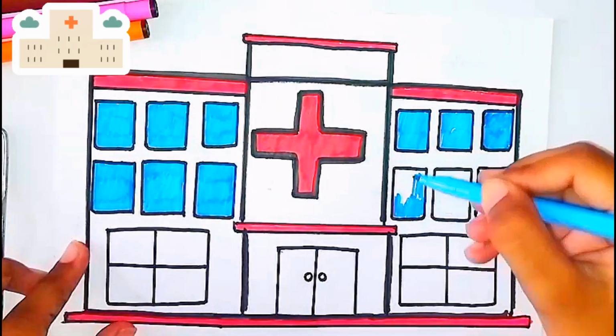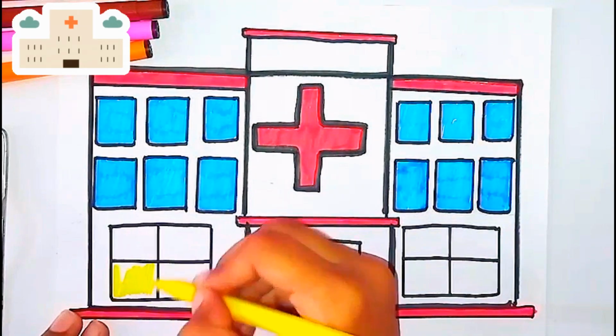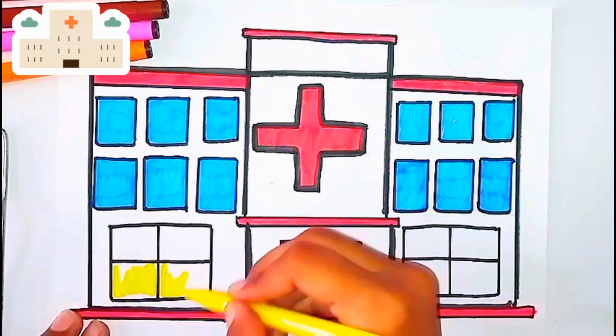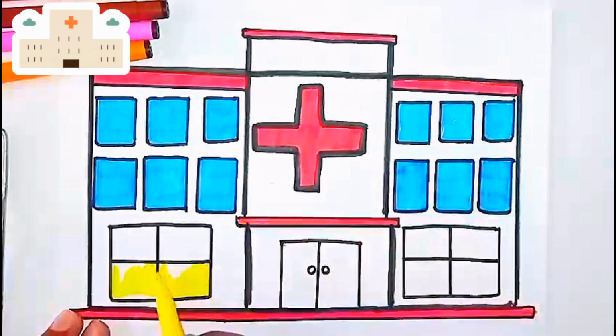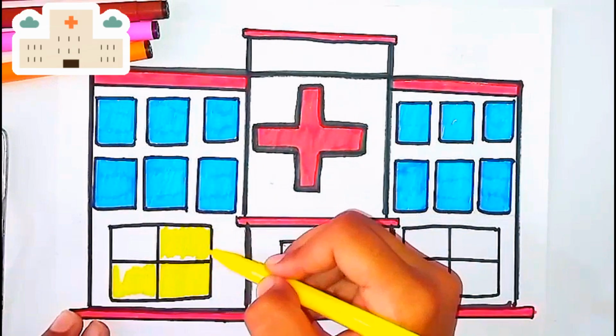Who will tell me how many windows I drew in this drawing? Yes, tell me, and count the windows. 5 windows on one side and 5 windows on the other side. The total number of windows is 10.